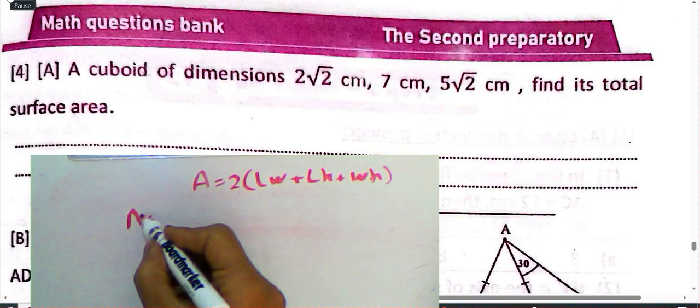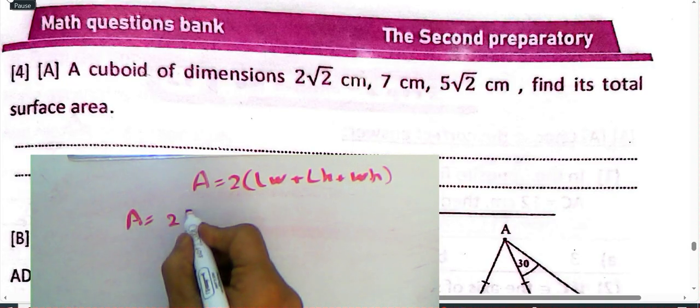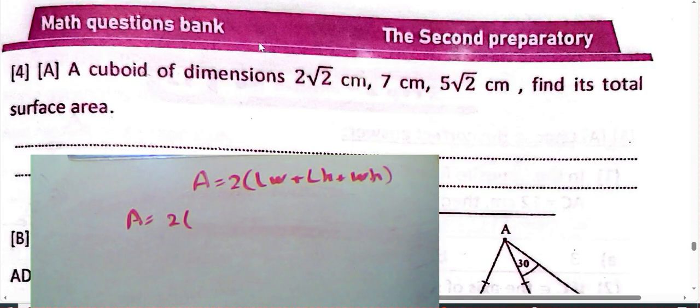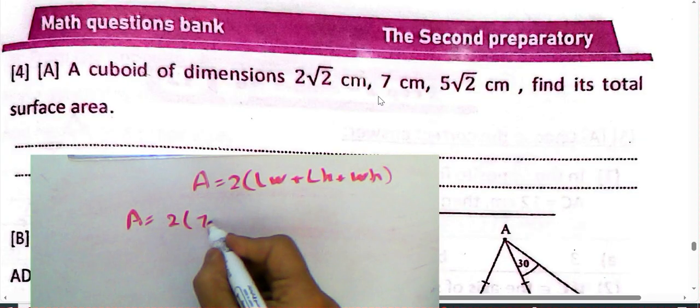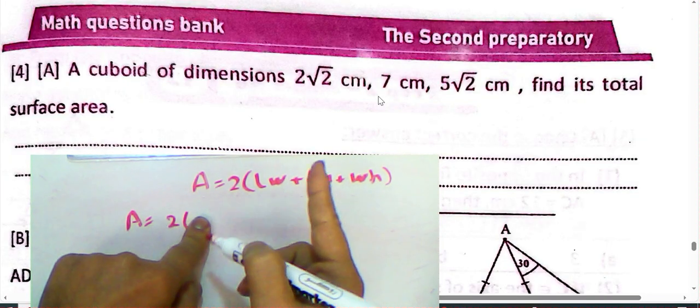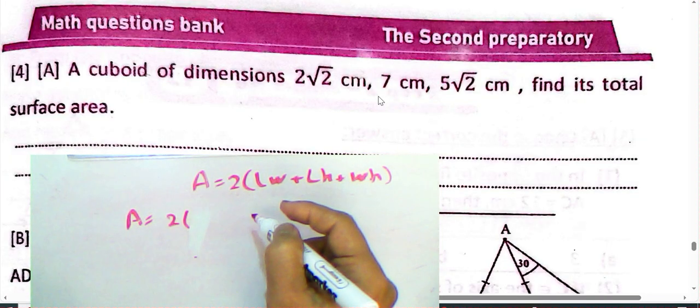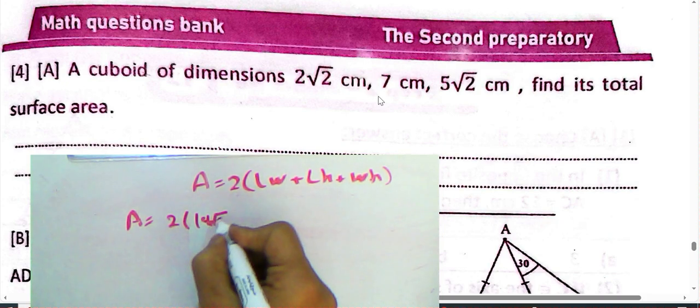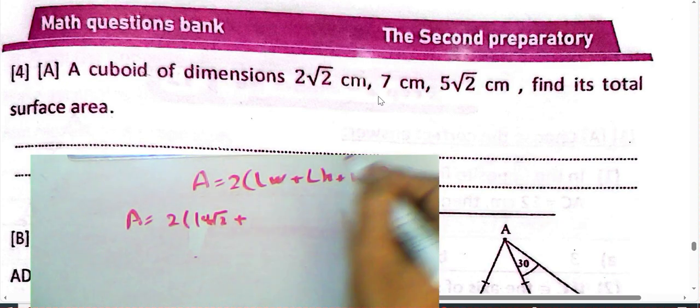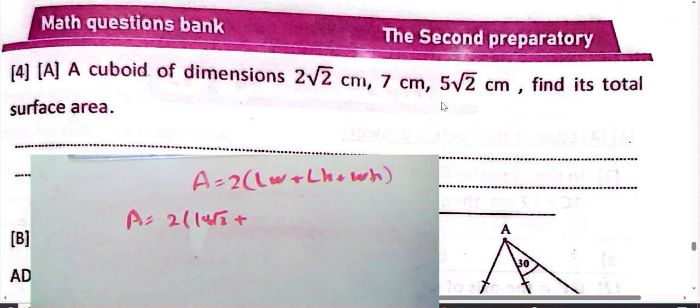Listen with me here. The total area is the product of length times width. 2 root 2 times 7, we found it from 1 minute. It will be 7 times 2 root 2, which is 14 root 2. And length times height: 2 root 2 times 5 root 2. 2 times 5 is 10, and root 2 times root 2 equals 2.